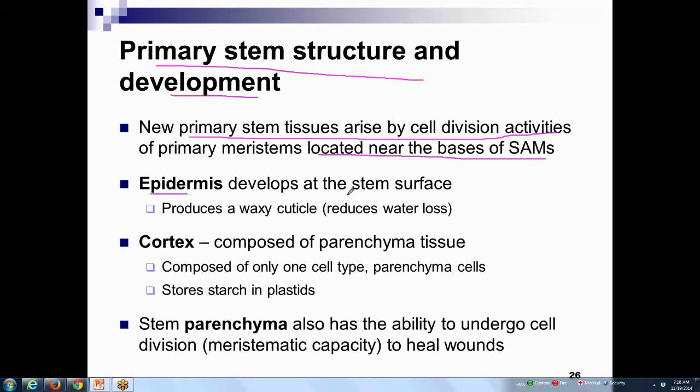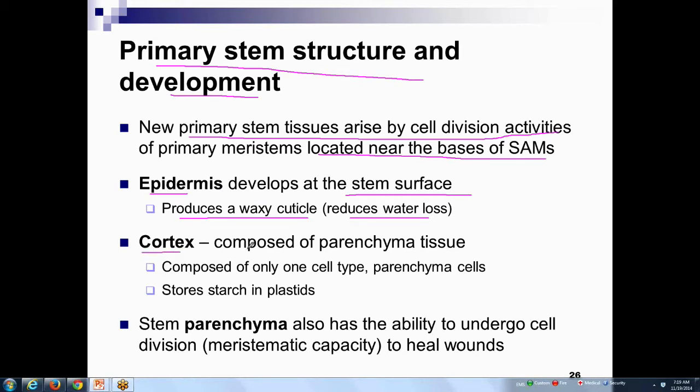The epidermis will develop at the stem surface, and it will produce a waxy cuticle, which of course you all know by now reduces water loss. Plants that live in arid regions develop a thick waxy cuticle. If plants live in a wetter area like here, they develop a thinner waxy cuticle. So the epidermis is right there at the stem surface. And you'll even see specialized epidermal cells like guard cells and stomata develop.